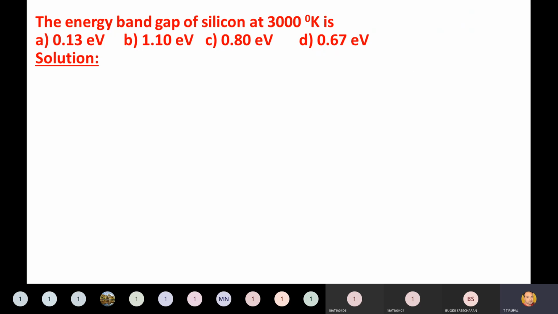Find the answer. The energy band gap of silicon at 300 degrees Kelvin is. It's one of the most important questions asked in competitive exams.